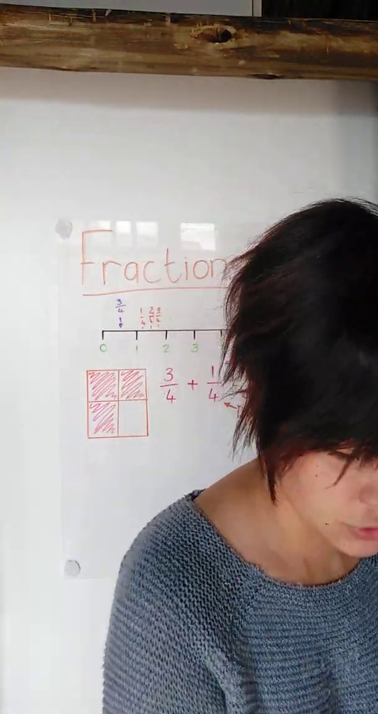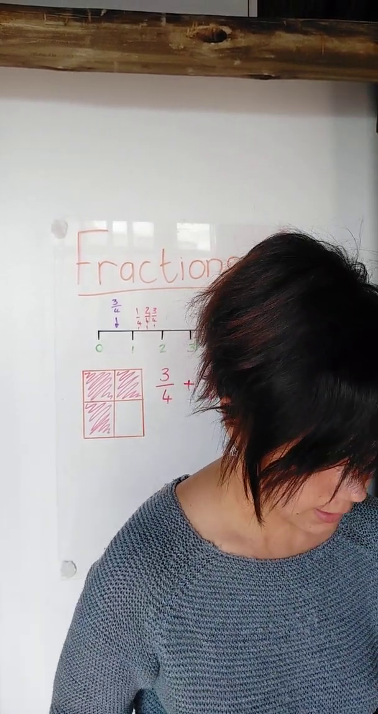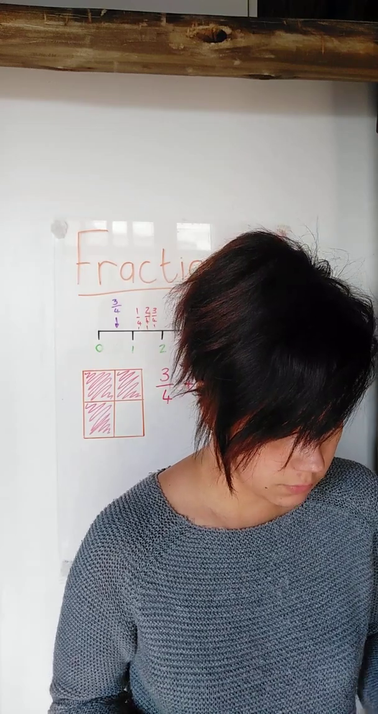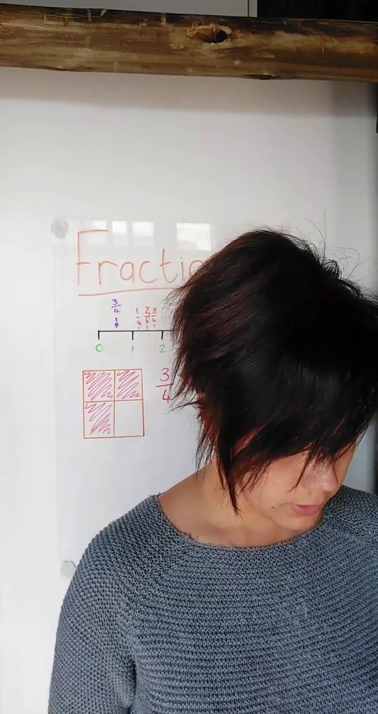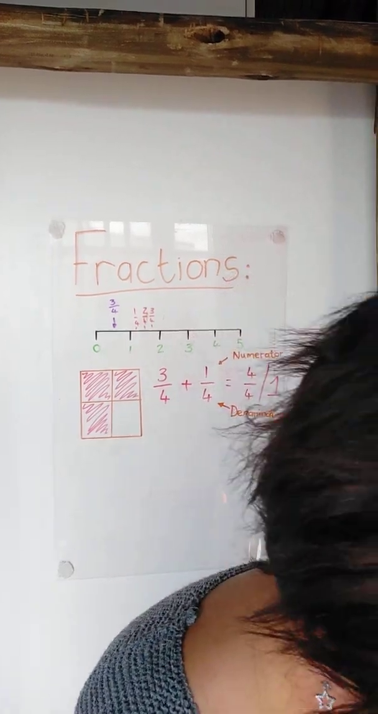Then I want you to have a look at question 2. Use the fraction wall to complete the equivalence. So that is also pretty easy. How many eighths does 1 half make?